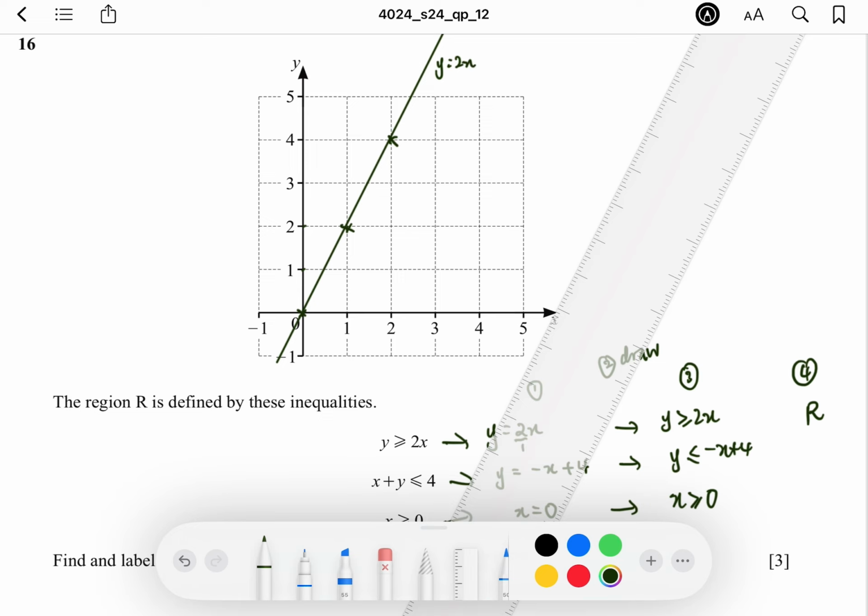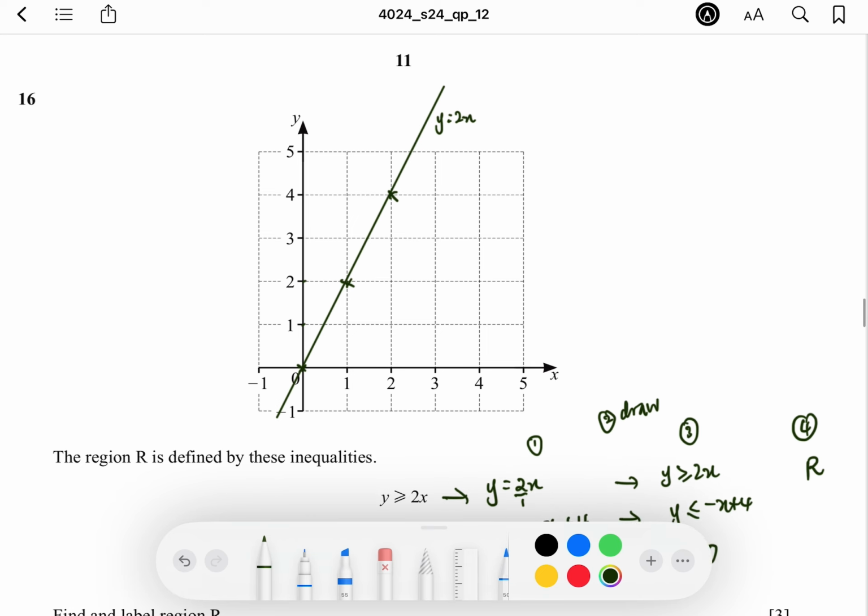Optionally, you can write down the equation, that's optional. But better to write it down just to be sure. Is that alright?